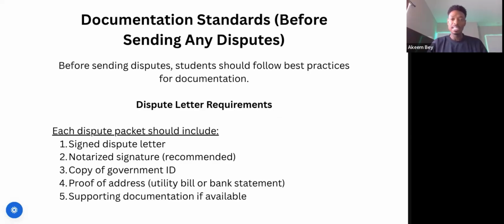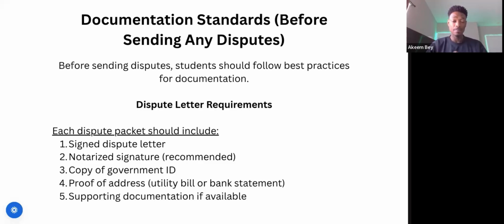So the documentation standards before sending any disputes, what you want to do is follow best practices for documentation. So dispute letter requirements, right? Each dispute package that you send off to the credit bureaus, your lenders, collection companies, etc., it needs to be signed, right, and notarized. You want to get them notarized. That's recommended, but it's best practice.